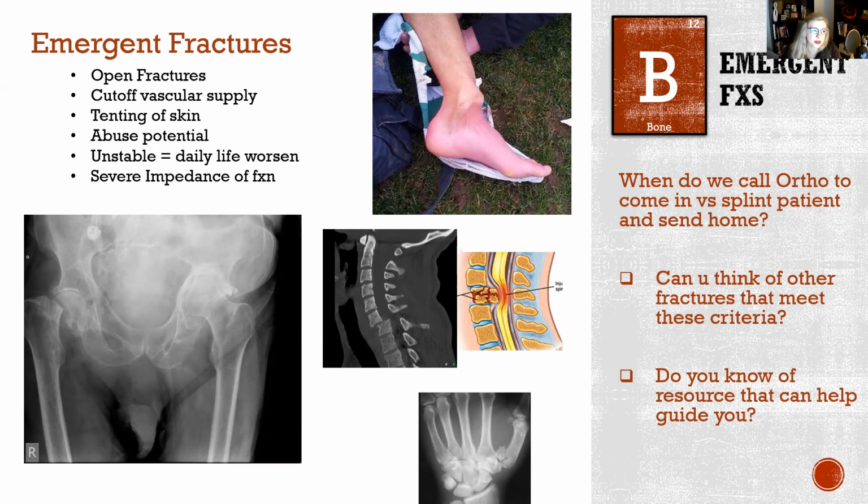And then, of course, severe impedance of function. And that is a lot of the elderly folks who have a broken hip, for example. They can't walk. So, this is considered an emergent fracture because they can no longer get up and move around. They can't take themselves to the bathroom. They can't wash themselves, etc. So, this is how we determine whether a fracture is something that needs to be surgical or not.